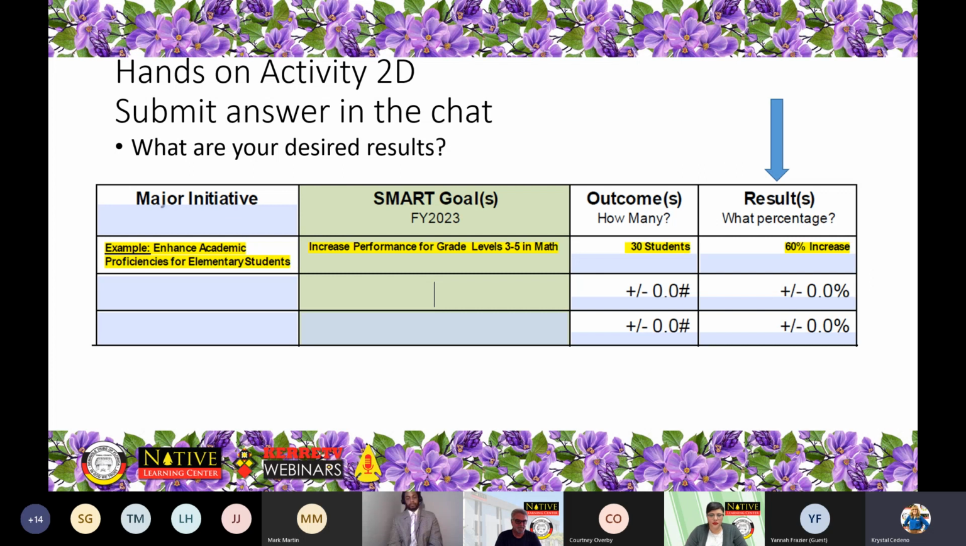All right. Is there anyone else who is able to provide a result, or a potential result, for any of the SMART goals you've developed from your major initiatives? Speak now or forever hold your peace. We're only going to stick on this for just a few more minutes, and then we're going to go on to the next exercise, which Cora will be facilitating.